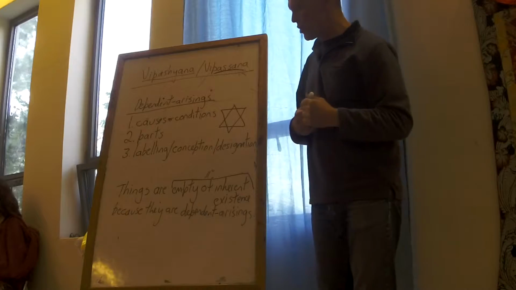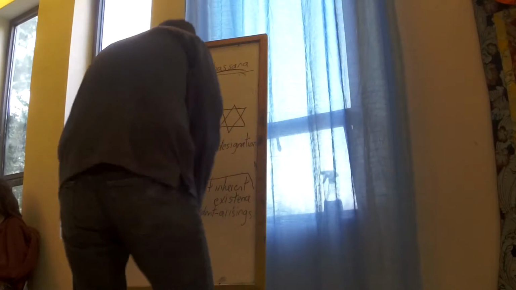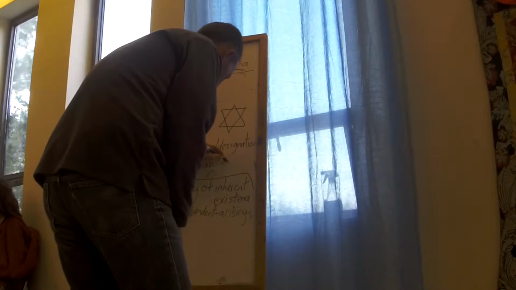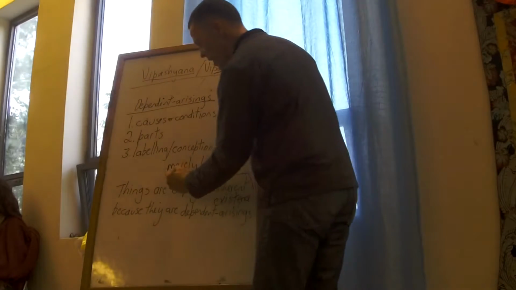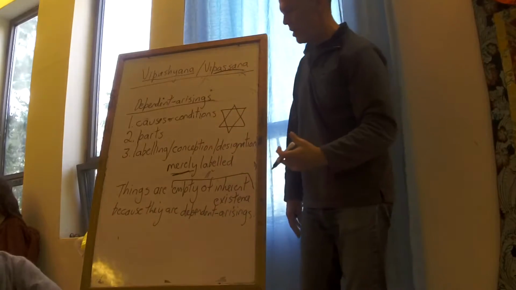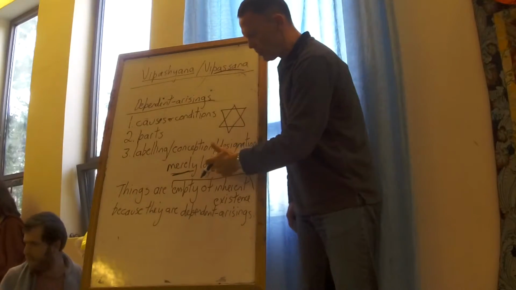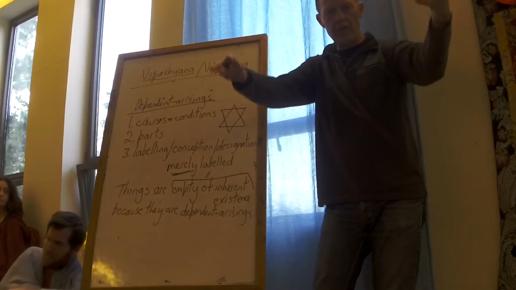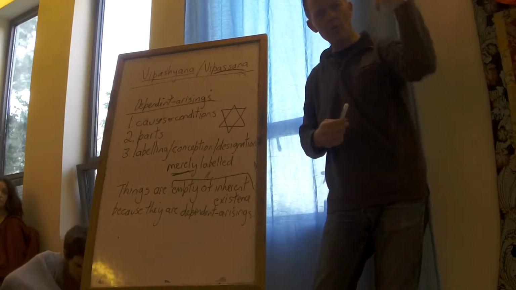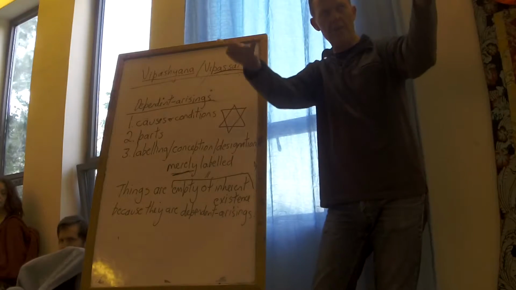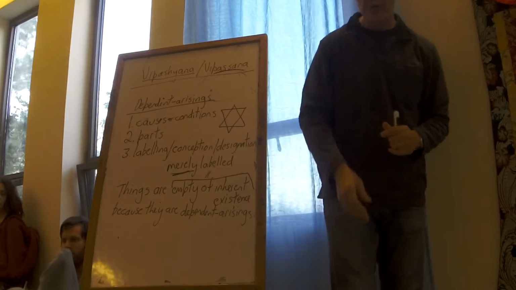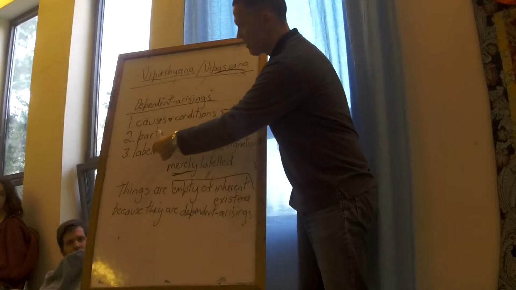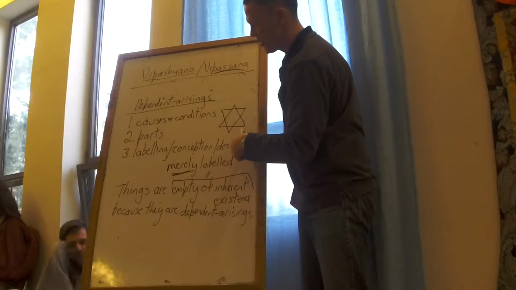And we also see a term called merely labelled. Merely means only, just. So things are merely labelled means things only exist within our conceptual framework. They do not exist independent of that. Things do not exist from their own side, independent of our conceptual framework. So this is what it means for things to be existing through labelling, conception, designation.